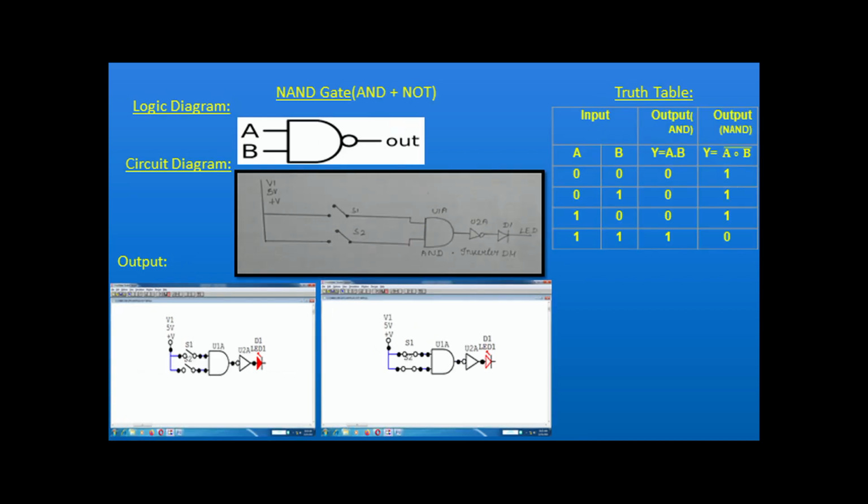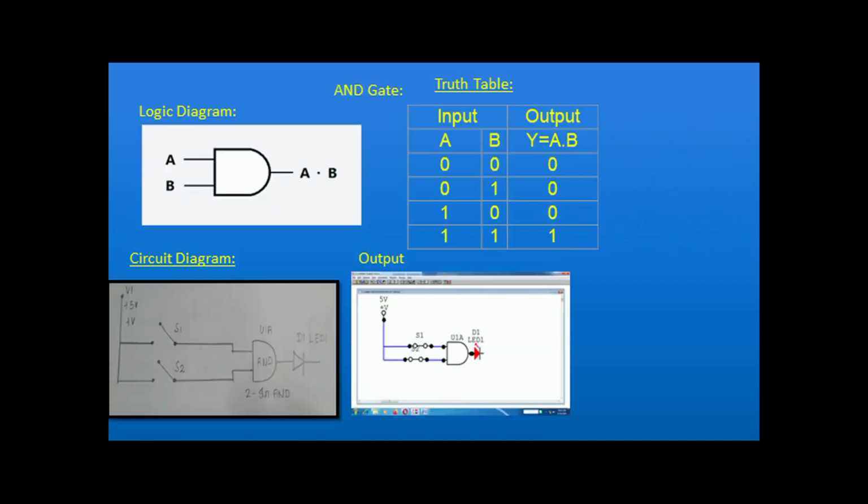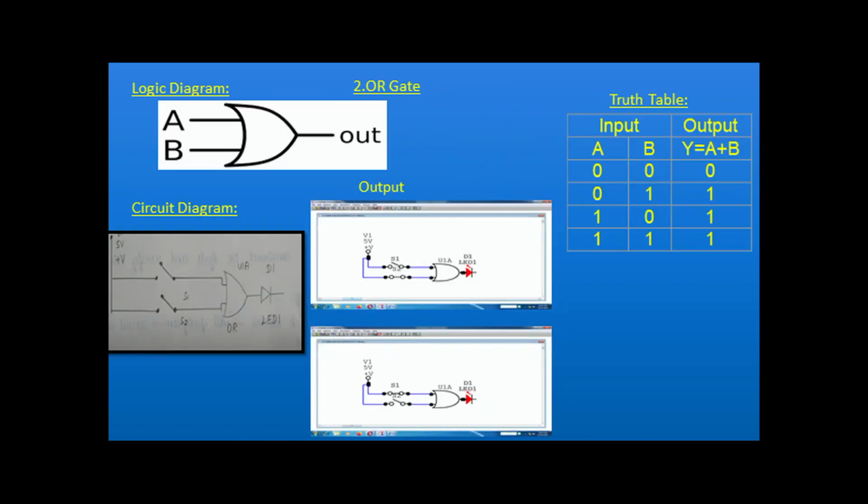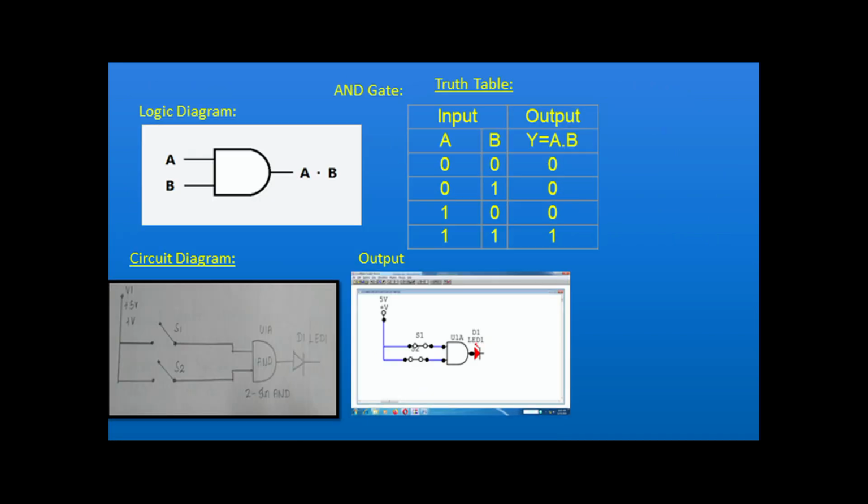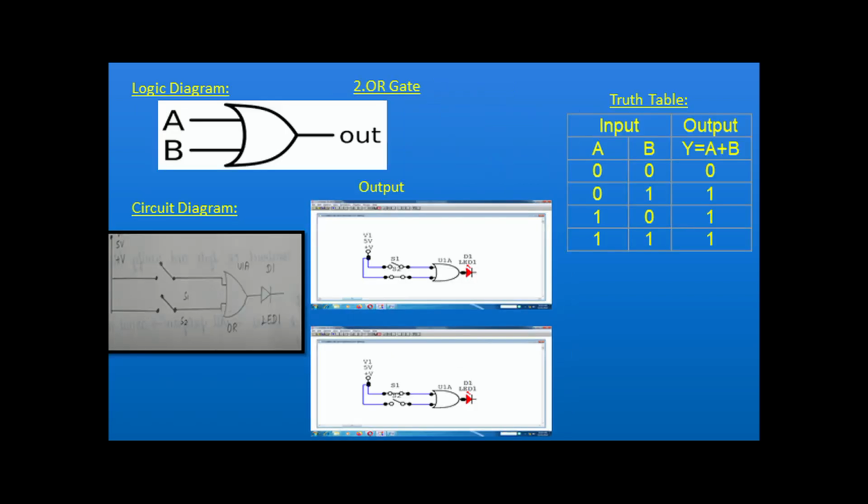Okay, let's move on to the AND gate. These are the basic gates. What are the basic gates? AND gate, OR gate, and NOT gate. The AND gate is somewhat strict. If both inputs are 1, the result is 1. The OR gate is somewhat liberal. If any one of the inputs is 1, the result is 1.